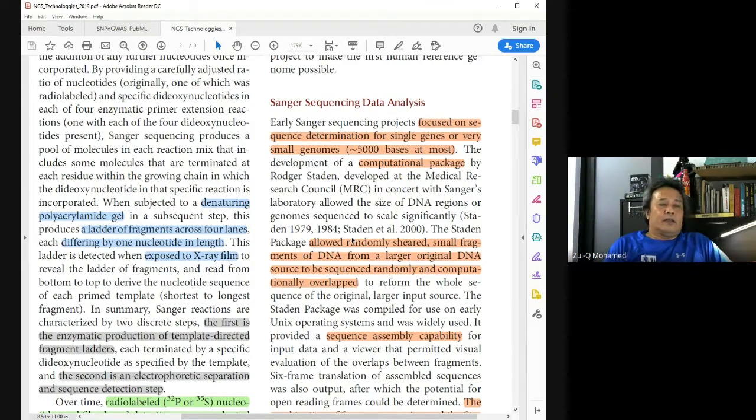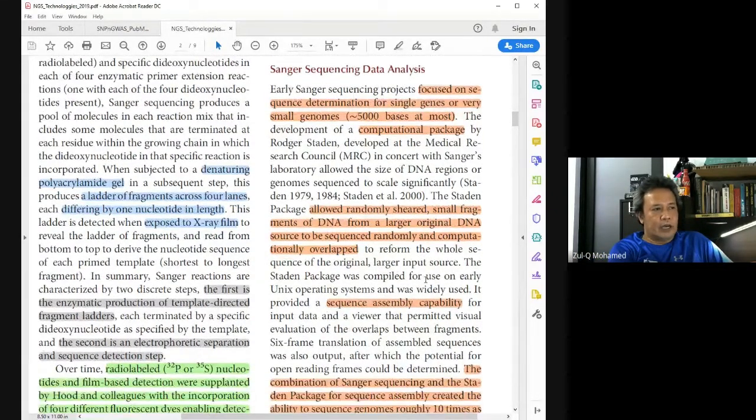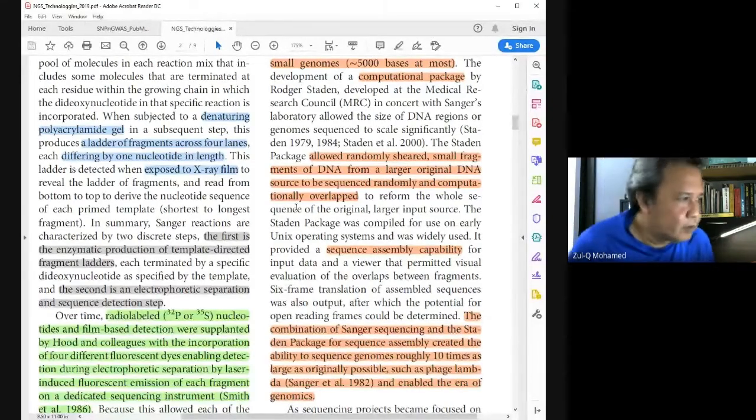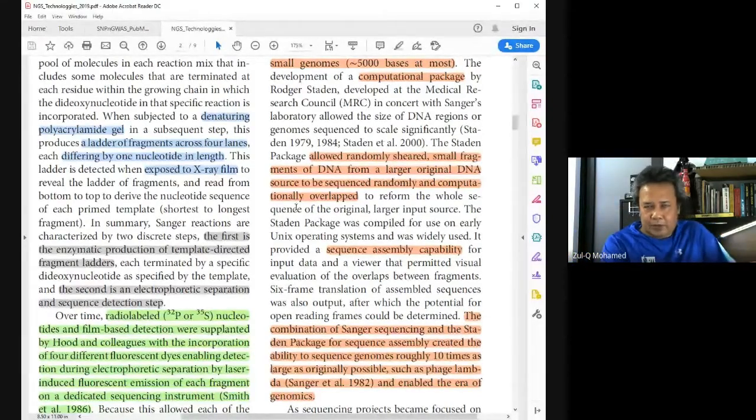But still, then you arrange them. So this is where you allow randomly sheared small fragments of DNA from a larger original DNA source to be sequenced randomly and computationally overlapped, because you're only talking about a few million bases. The ability to just get one sequence, align it and find a patch in a 3 billion base pair genome was still not available then. So that part of the project is called sequence assembly.